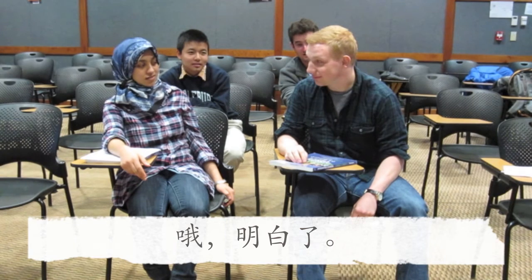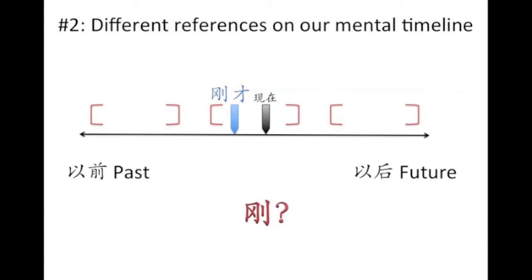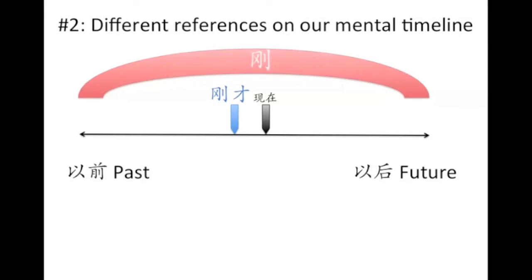明白了。So here we've seen that 刚 can be used to talk about events in the faraway past, the immediate past or general present, in the future. While 刚才 is just one point on our mental timeline, 刚 is a word that can be used at any point along the way, as long as you have context. That's difference number 2.